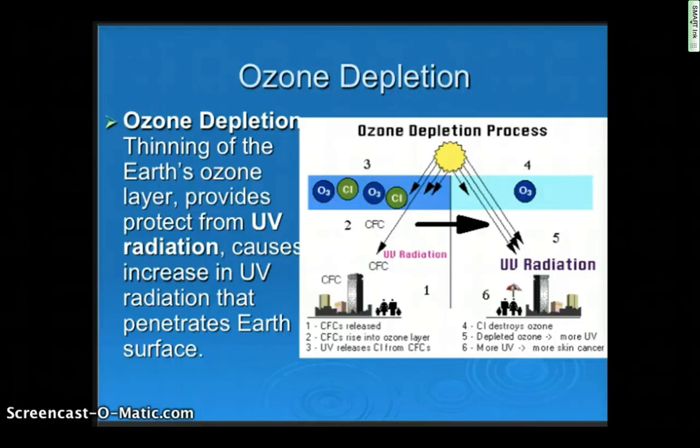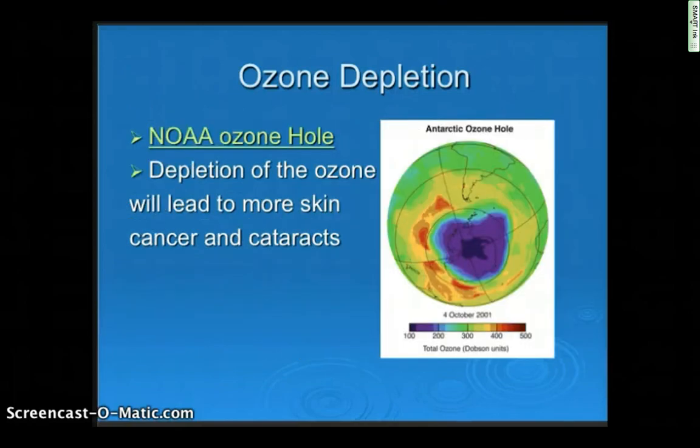So if we have a depleted ozone layer, we have more ultraviolet light entering our atmosphere, which is going to lead towards more damaged DNA and potentially more incidence of skin cancer and cataracts. So ozone depletion, the ozone hole, again, which you can see here in this picture, is going to allow more of the sun's radiation to enter the Earth.